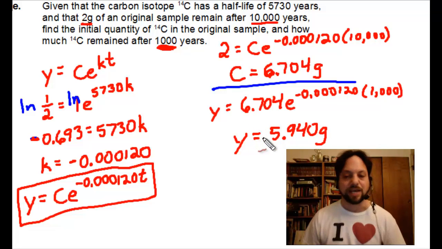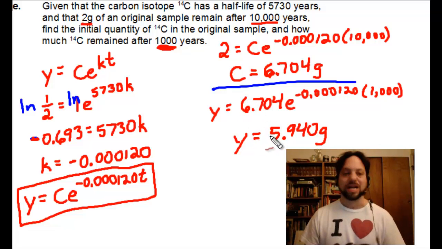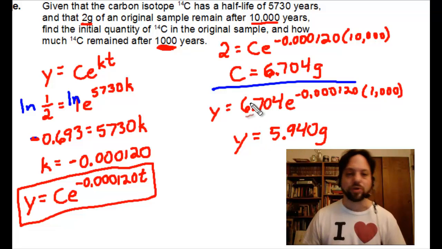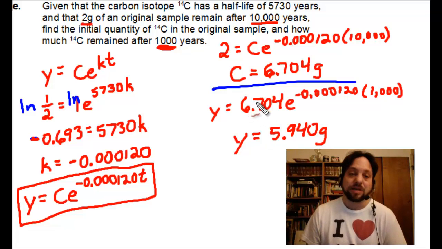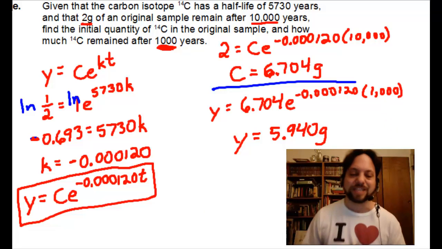Well, that is less than we started with, which makes sense. This is decay. Are we at a half-life yet? This is certainly not half of what we started with. It's much more than that. And that makes sense because 1,000 years isn't even near a half-life. So that's how we use these half-life examples.